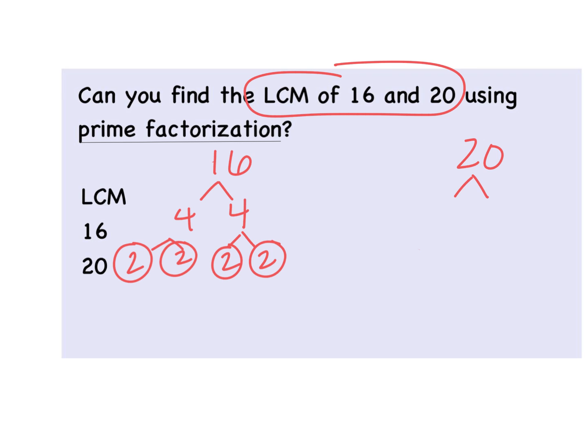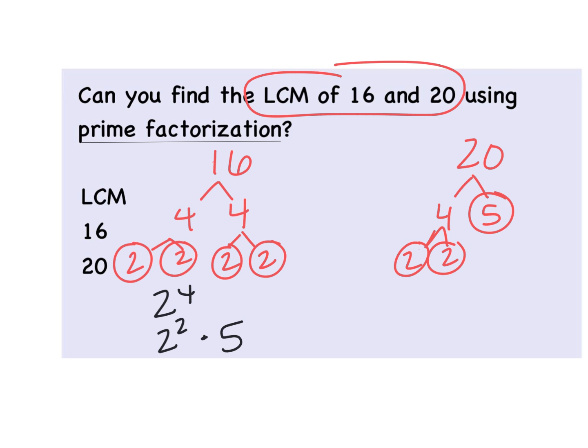So my prime factorization of 16 is 2 to the 4th power. And then I go to 20. 4 times 5. 5 is prime. And then 2 and 2. So my prime factorization of 20 would be 2 squared times 5, because I have 2 2's and a 5. The 16, 2 to the 4th, is because I have 1, 2, 3, 4.